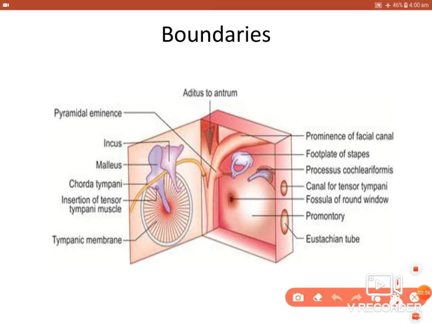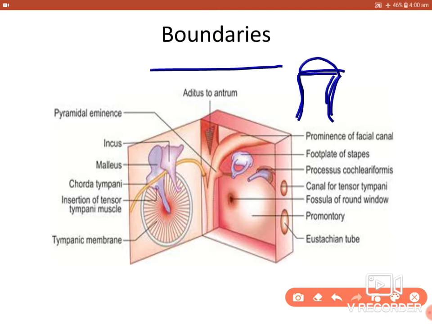Then the boundaries of the middle ear, which are the walls of the middle ear. Already told, its shape is like a rectangular box. So in the frontal view, this is the lateral wall. Here this is the medial wall. These are the crescent shaped discs. Here we will get the roof. Then here this is the floor of the middle ear. Then this is the roof. Here this forms the posterior wall.